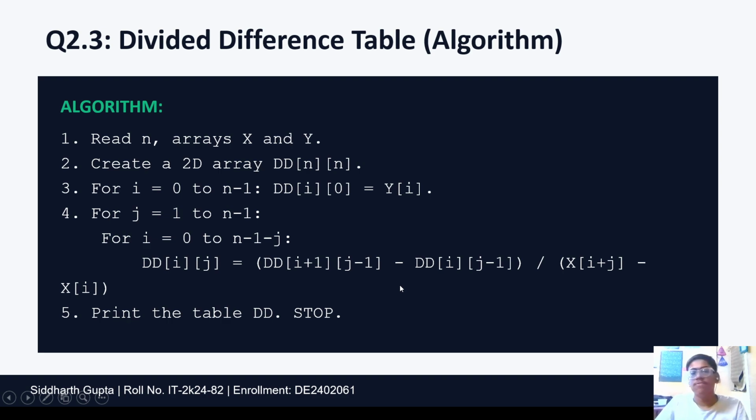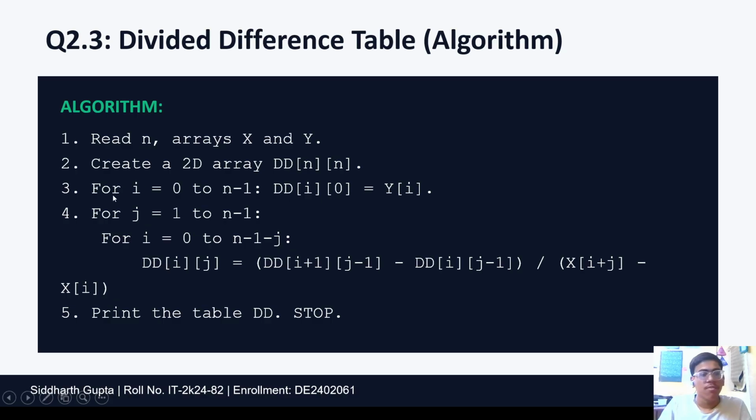Moving on to the algorithm of divided difference table, we will read n, the number of data points, and x and y. That will be a table of values of x and y. We will create a 2D array that will be dd of n by n. For i is equal to 0 to n minus 1, dd of i0 will be equal to y of i. And another loop for j is equal to 1 to n minus 1, and another nested loop for i is equal to 0 to n minus 1 minus j. dd of ij will be equal to dd of i plus 1 j minus 1 minus dd of i j minus 1 upon x of i plus j minus x of i. And we will print the table dd. So this is the algorithm for making a divided difference table.